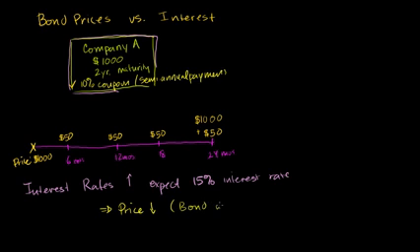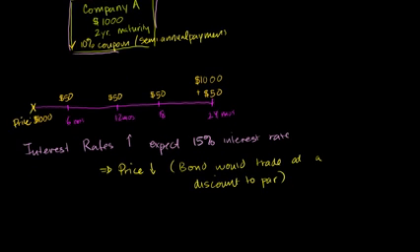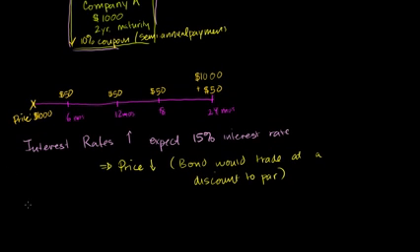Bond would trade at a discount to par. Now, let's say the opposite happens. Let's say that interest rates go down. Let's say that we're in a situation where interest rates go down. So now for this type of risk, like Company A, people expect 5%. People expect a 5% rate. So how much could you sell this bond for?